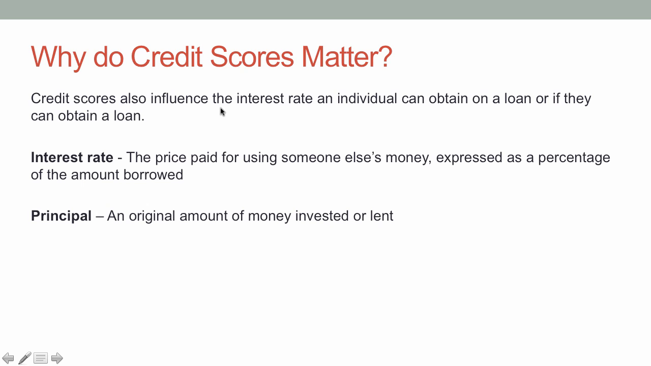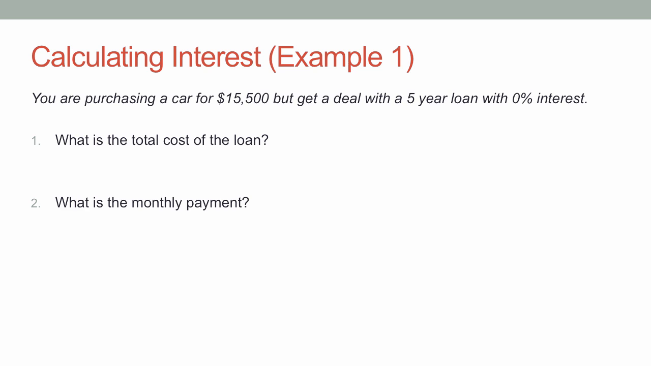Credit scores also influence the interest rates that you get on a loan, if you can obtain a loan. The interest rate is the price paid for using someone else's money. It's expressed as a percentage of the amount borrowed. Principal is the actual original amount of money invested or lent. So when you take out a certain amount of money, there's an interest rate that you're going to be paying to pay it back. We'll look at a couple examples about principal and interest rates here.